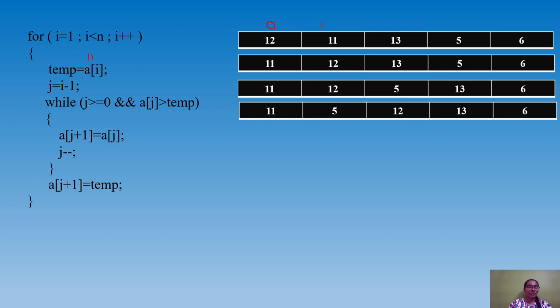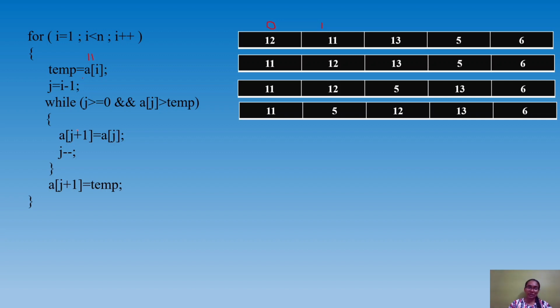While J is greater than or equal to 0? Yes, J is equal to 0. And A of J, J value is 0, so A of 0 is 12. 12 is greater than temp value 11. 12 is greater than 11, it is true. Both the conditions are true. Now it moves inside the while loop.